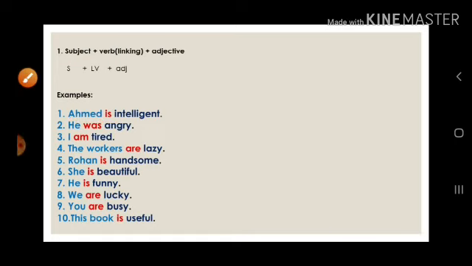He was angry. I am tired. The workers are lazy. Rohan is handsome. She is beautiful. He is funny. We are lucky. You are busy. This book is useful.